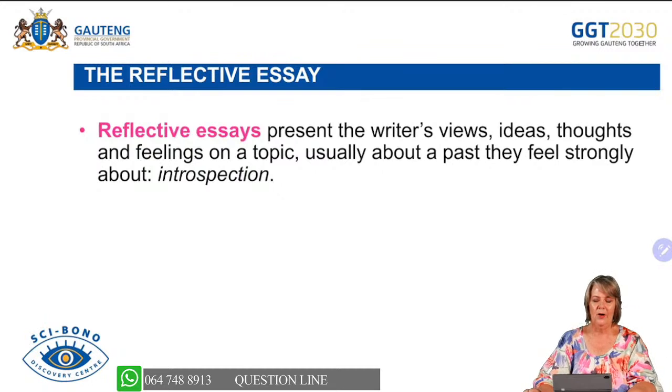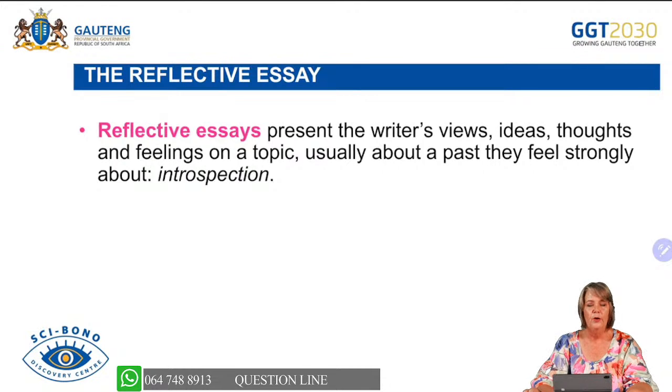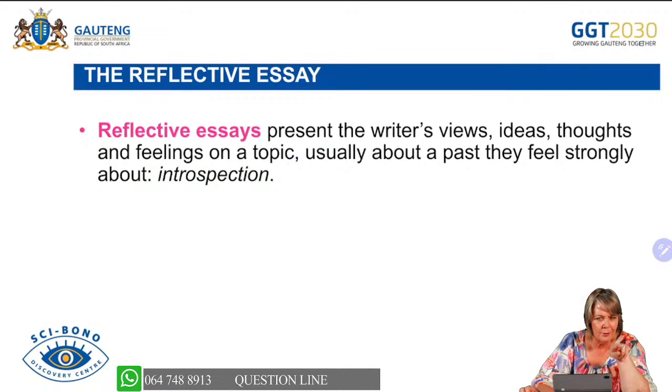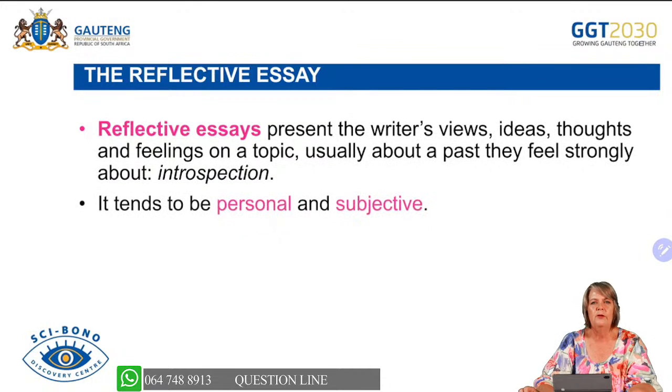The next essay we are covering is the reflective essay. Now, reflective essays present the writer's views, ideas, thoughts, and feelings on a topic, usually about a past they feel strongly about, and that is when we come across the word introspection. Now, intro to the inside, and it's kind of a backwards movement and an inside movement. And then spect is to inspect, to see things. So introspection would refer to something that is personal and subjective.